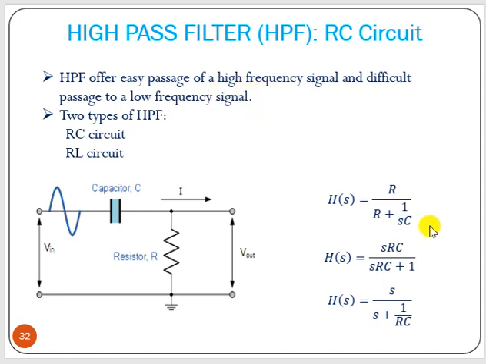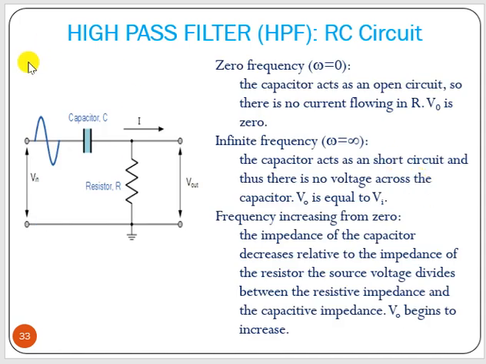And for high pass filter, the 0 is at omega equal to 0. That means at omega equal to 0 output is 0. At infinity it goes to some high value. Now for this circuit at omega equal to 0, capacitor acts as open circuit, so no current will flow, right? So there is no voltage drop across R, so V0 is 0.